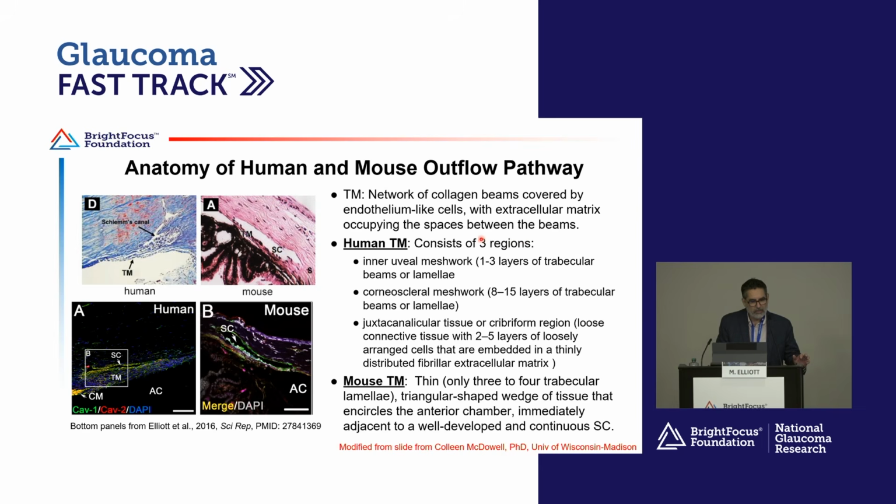So the human trabecular meshwork, what you see here are human and mouse histological sections as well as some immunostaining of the same tissue. And one of the things you can appreciate is that the human trabecular meshwork tissue is a little bit more developed. It's thicker, with many more layers than what we see in the mouse. The mouse trabecular meshwork is quite a bit thinner, but it does have a lamellated meshwork. There are layers as well as a continuous Schlemm's canal, which is an advantage of the mouse model over some others.